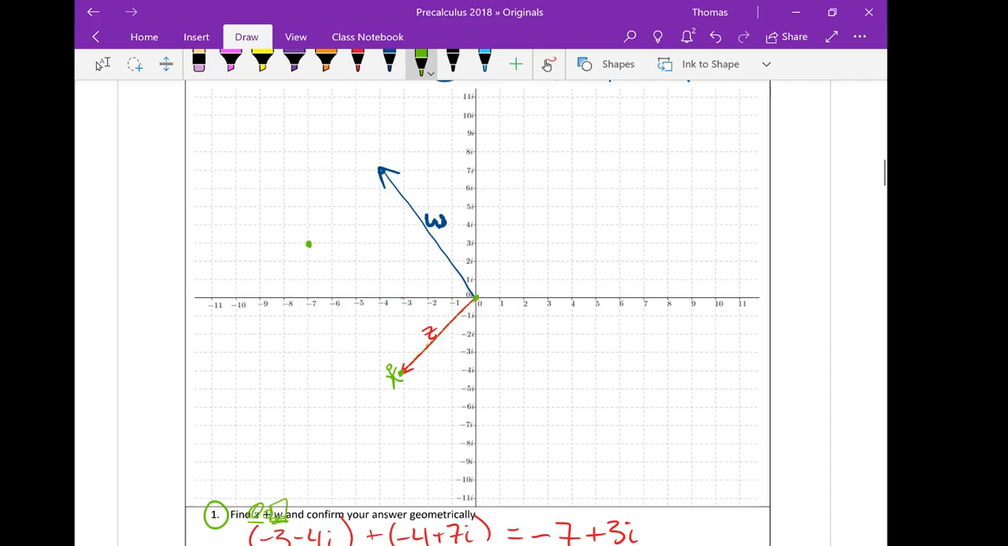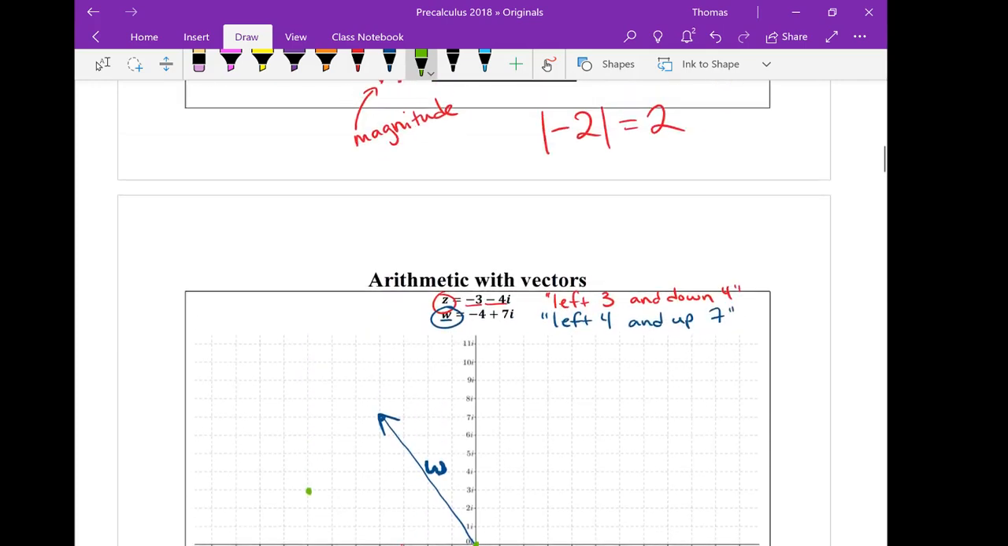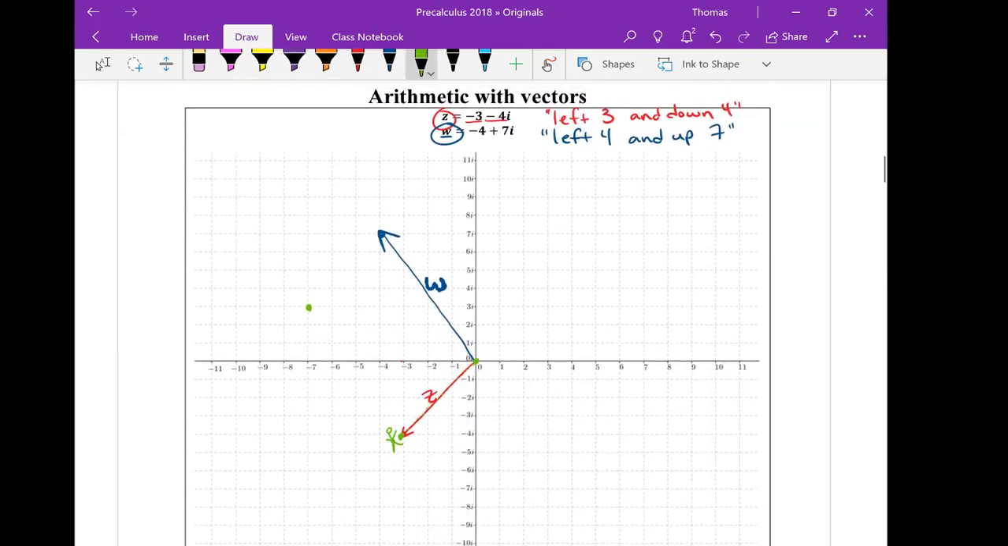Now we have to follow w's instructions from where we are. So let's look back up. W said go left 4 and up 7. So if I'm starting here where the little guy is, I'm going to go left 4, 1, 2, 3, 4, and I'm going to go up 7, 1, 2, 3, 4, 5, 6, 7.